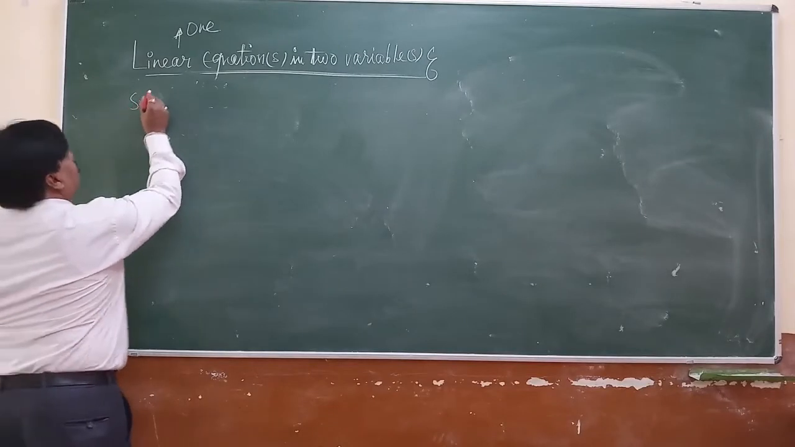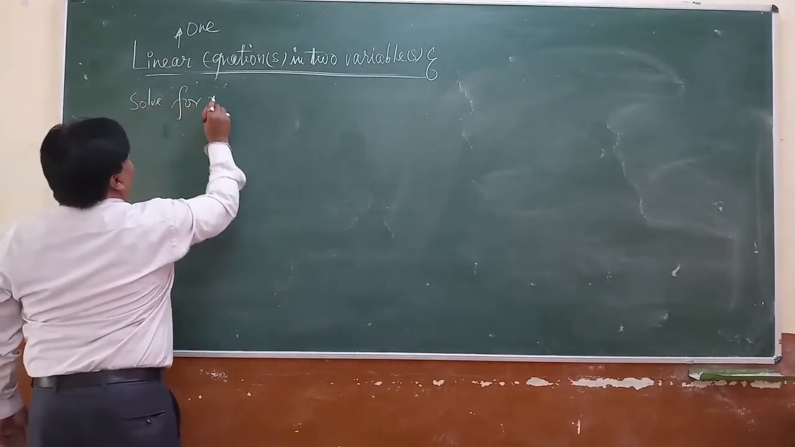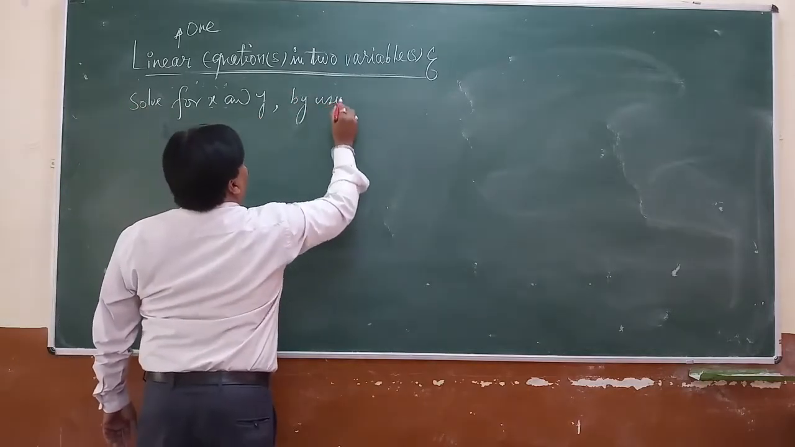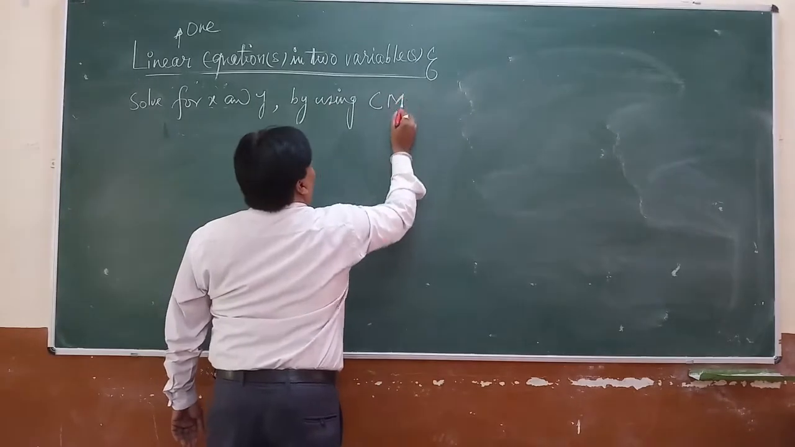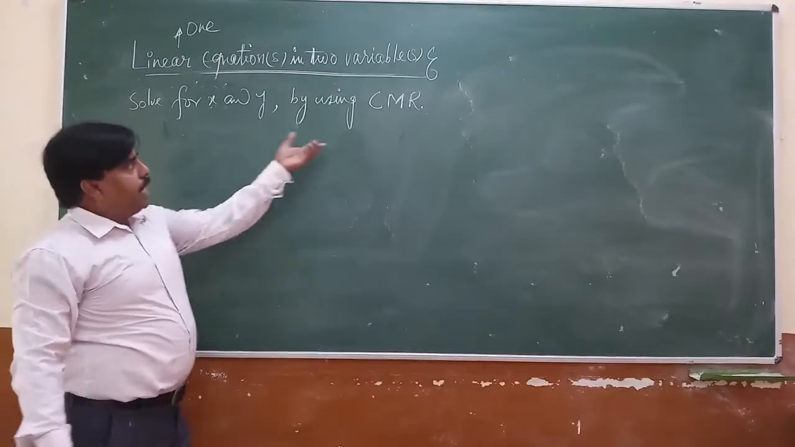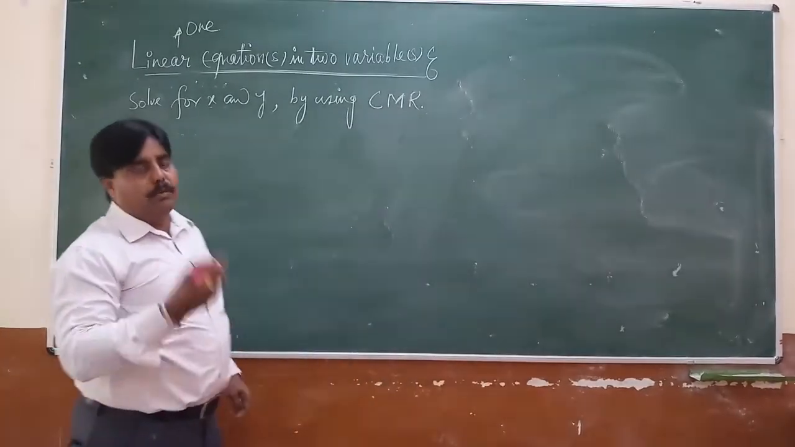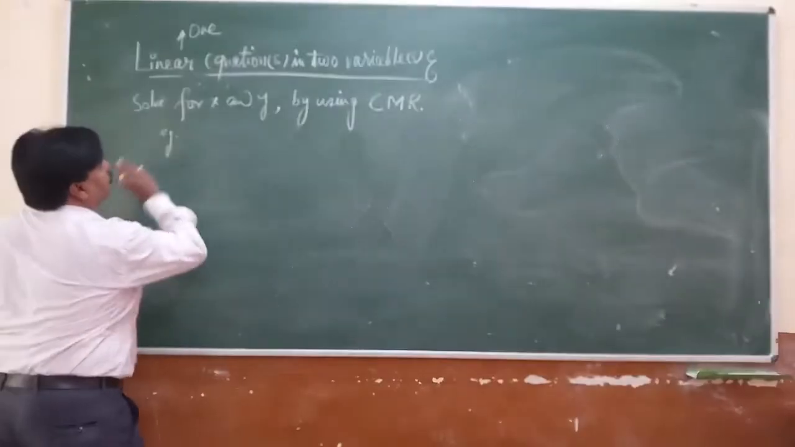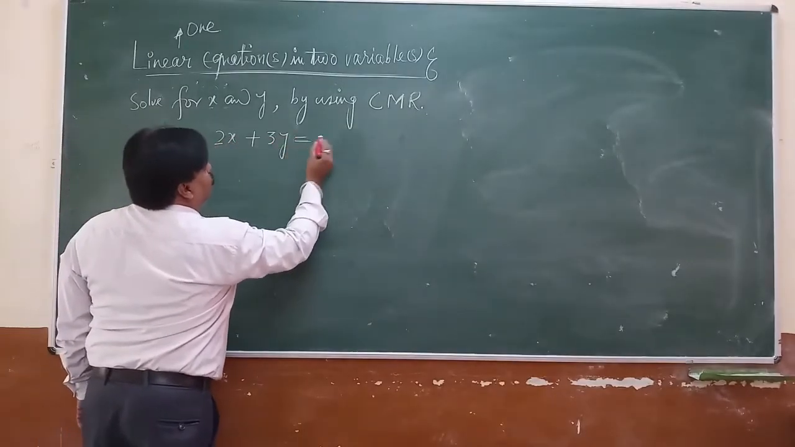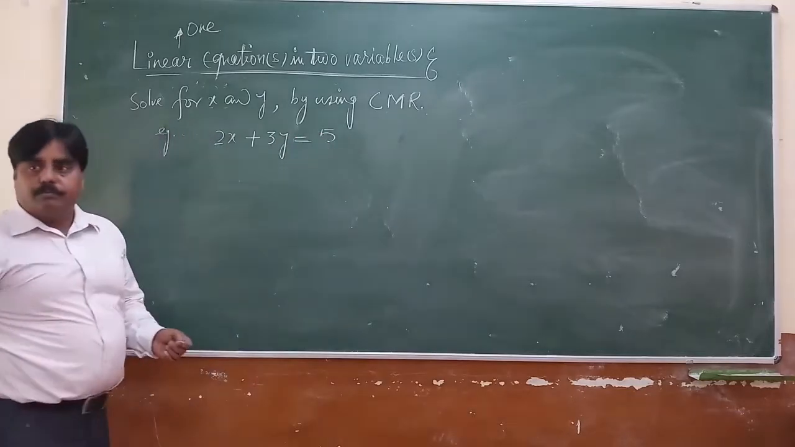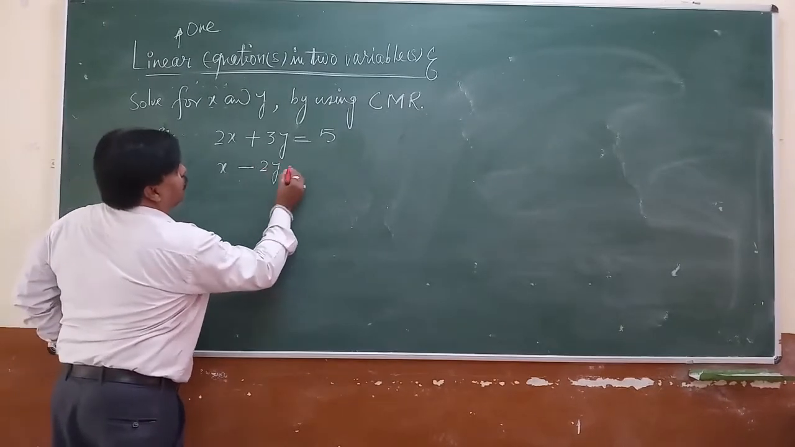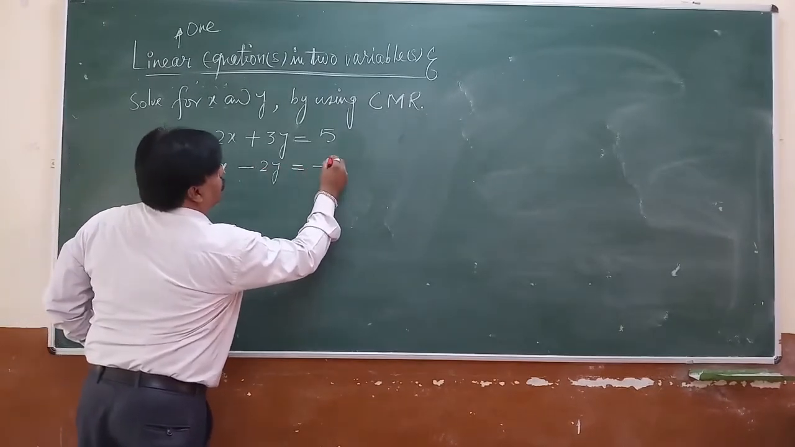So, the question is: solve for x and y by using the cross multiplication rule. See, I am taking a direct example. With the help of the example, we will try to understand this cross multiplication rule. Let your equations be 2x plus 3y is equal to 5. The second equation I am taking, x minus 2y is equal to, suppose, minus 1.